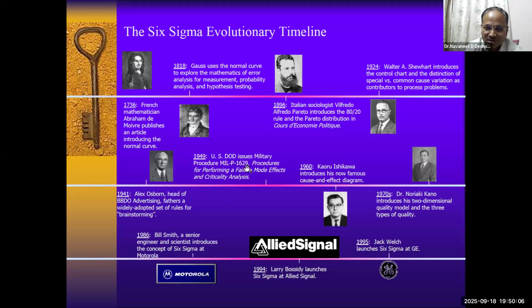It was introduced in the military by the US in 1949. We are telling a Six Sigma evolutionary timeline. Then comes 1941, okay, fine. 1960, Kaoru Ishikawa, he's the most prominent scientist from Japan. He introduces his now famous cause and effect diagram, the fishbone diagram, wherein you draw a fish diagram with the bones and the tip of the fish's head.